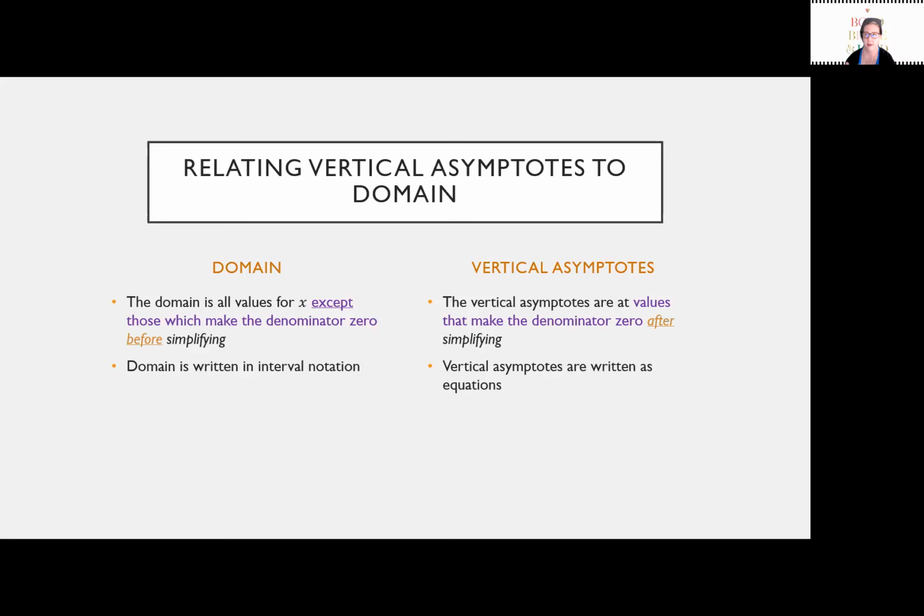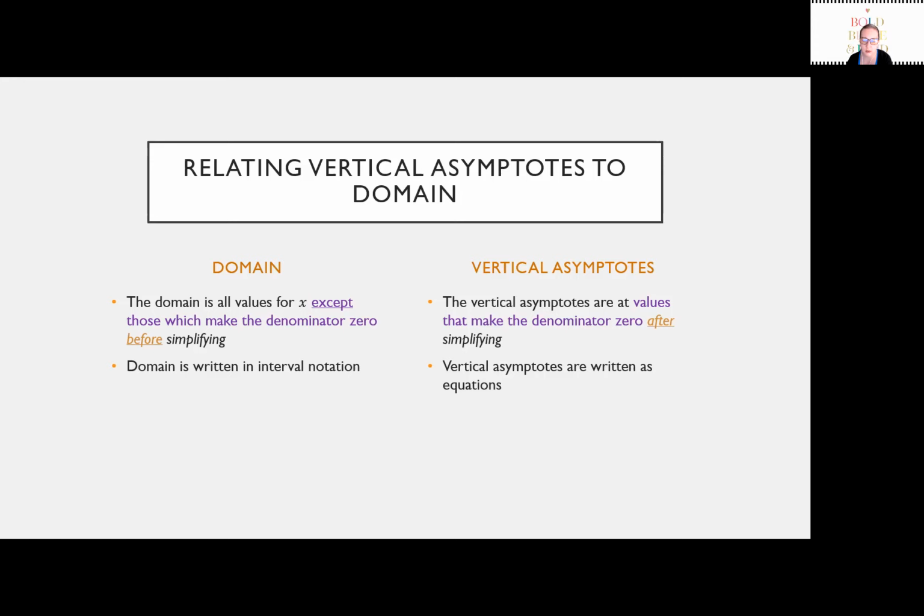Now, one thing that I see people get confused on is vertical asymptotes and domain. And I see this a lot on quizzes. They're similar because the domain of a rational function is also based off of the denominator. But for the domain, it's before you simplify. To find the vertical asymptotes, it's after you simplify. So the process is the same. You're setting your denominator equal to 0, but one is before and one is after.